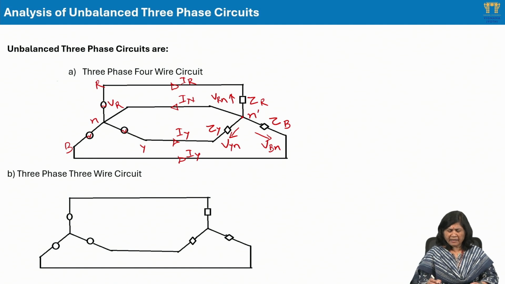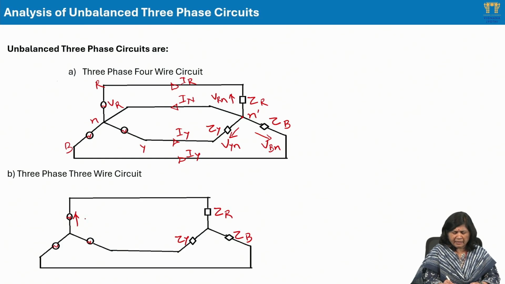Next is when we have a three-wire circuit and I have here my unbalanced load. So when I have unbalanced load, again I will take here ZR, ZY and ZB. These voltages are VRN, VYN and VBN. I'll take this as node capital N and this as node small n.